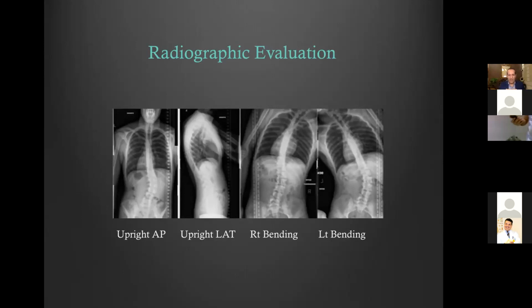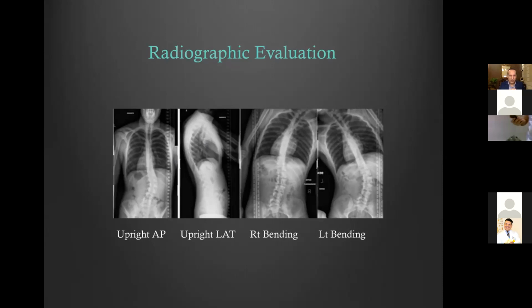So in our evaluation, we take the proper X-rays, which are upright AP and upright lateral, starting from the shoulders down to the pelvis, and the bending X-rays, which are very important to show the flexibility of the curves. There are many ways to see the bending of the curves, and it depends on the surgeon and his experience: what he uses, such as supine bending, fulcrum bending, or traction X-ray to assess flexibility.